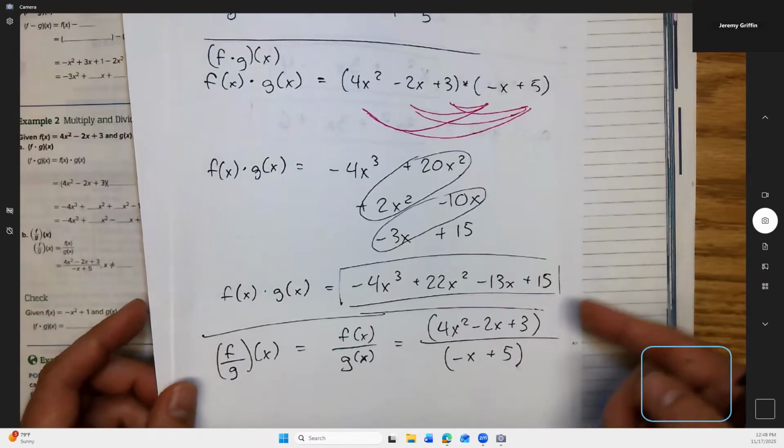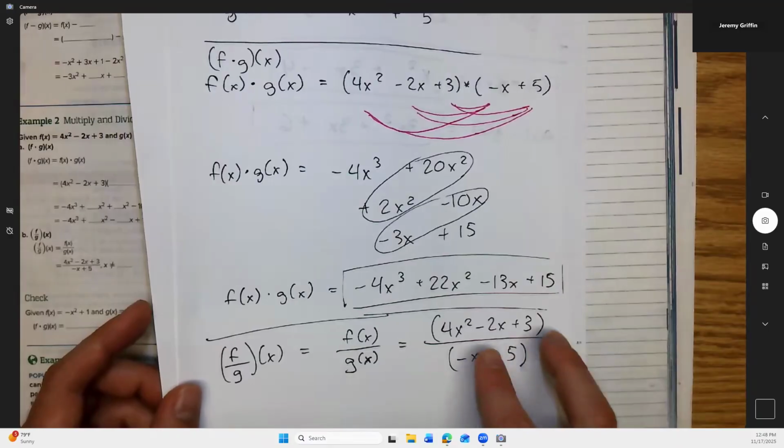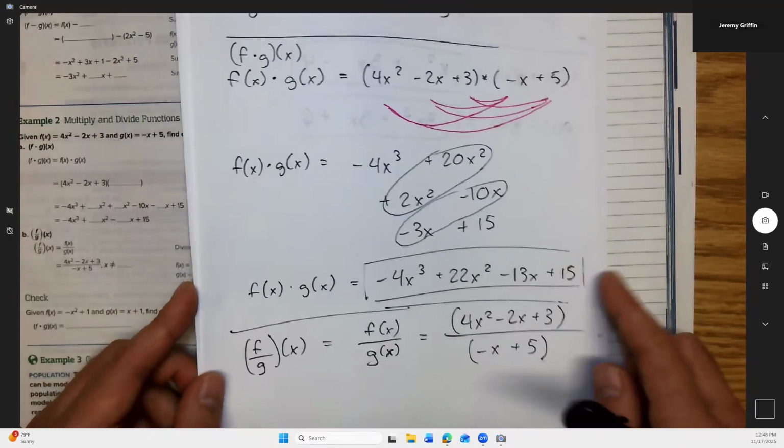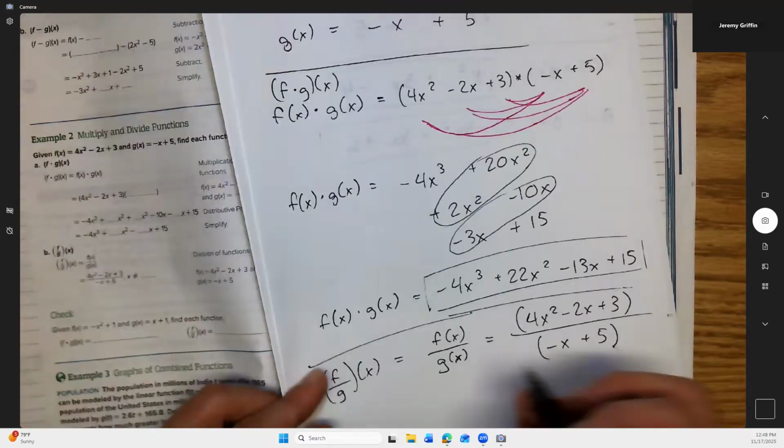This one I don't think actually works like that. So if you try to factor the numerator, it doesn't factor nicely. Okay, so I'm just going to leave it like this.